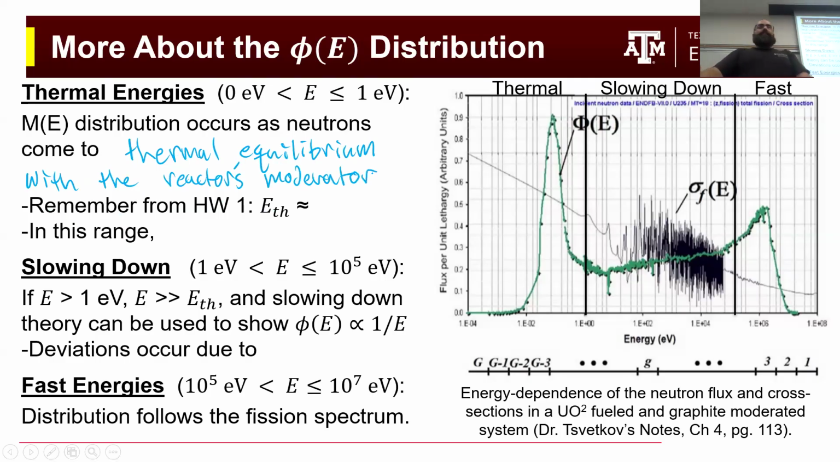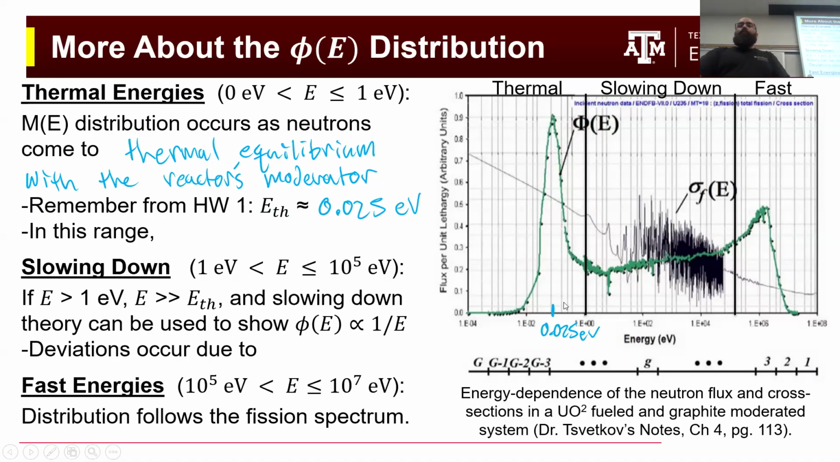If your reactor's at room temperature, like 20 degrees Celsius, that would mean about 293 Kelvin. And if you do E equals kT, where T is 293 Kelvin, that gives you the average energy of a thermal neutron in our reactor. On homework one, you should have seen that that was about 0.025 eV. So that is what this peak corresponds to.